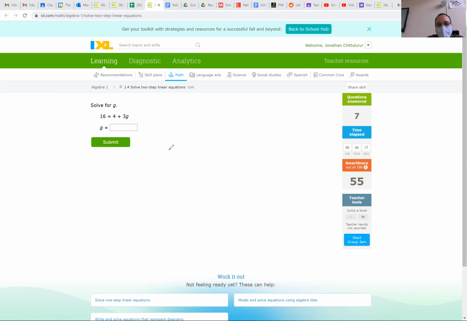First order of business, get the 3g by itself. We got to undo the addition of 4. So we subtract 4 from both sides. 12 equals 3g. Now g is being multiplied by 3, so we're going to divide both sides by 3 to undo that multiplication. G equals 12 over 3, which is equal to 4, okay? So I'm going to put my answer right in there.